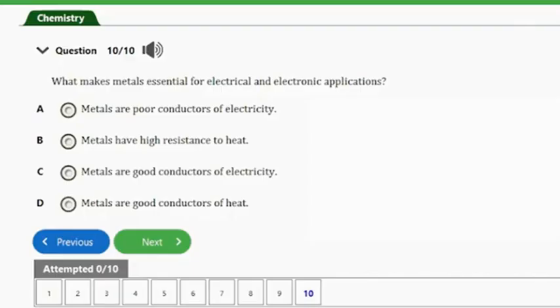Question number 10. It says what makes metals essential for electrical and electronic application? A, metals are poor conductors of electricity. B, metals have high resistance to heat. C, metals are good conductors of electricity. And D, metals are good conductors of heat. The option here that suits the answer to this question is option C. Metals are good conductors of electricity, and that's what makes metals essential for electrical and electronic application.